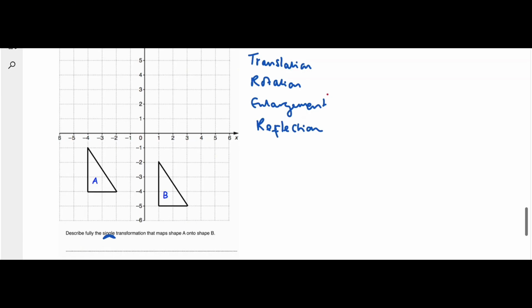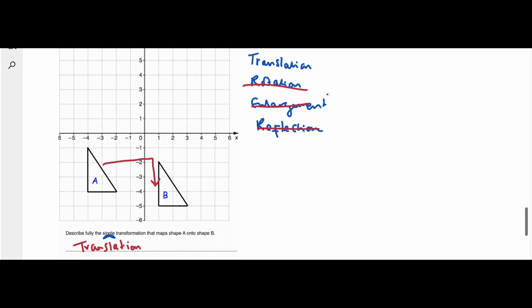So a translation means it's been moved, but it hasn't changed size or shape. A rotation means it's been turned. Enlargement means it's been made bigger or smaller, and a reflection is a mirror image. So actually, I've happened to write the correct one at the top here. We can see it's just been moved from A to B. It's been moved. It hasn't changed shape or size. It's not been turned around, so it can't be a rotation. It's not been made any bigger or smaller, so it can't be an enlargement. And it's not a mirror image, so it can't be a reflection. So I'm just going to write translation. That's my first mark. It's worth 2.